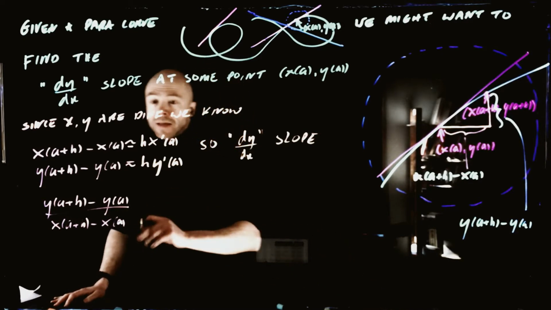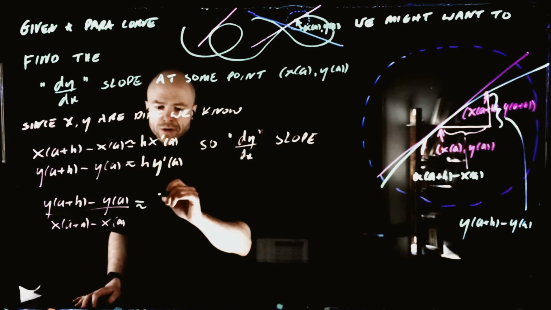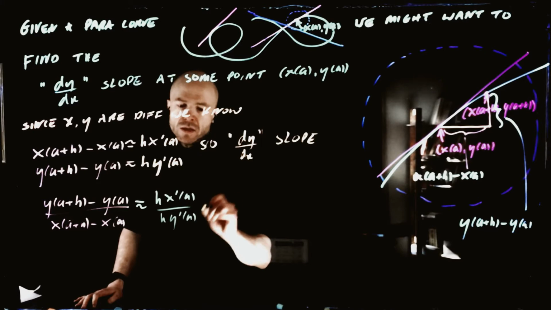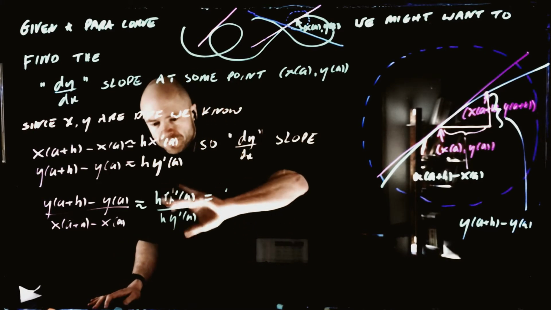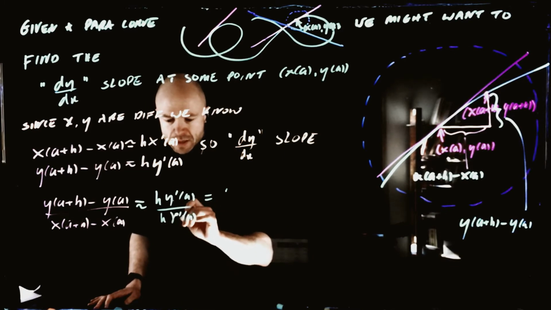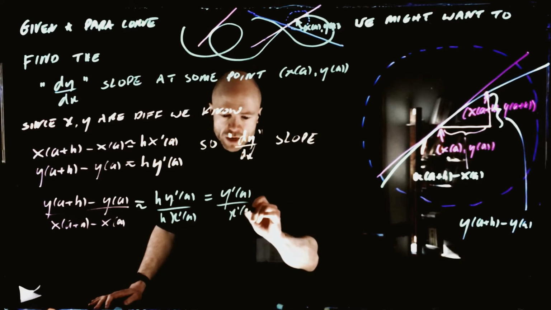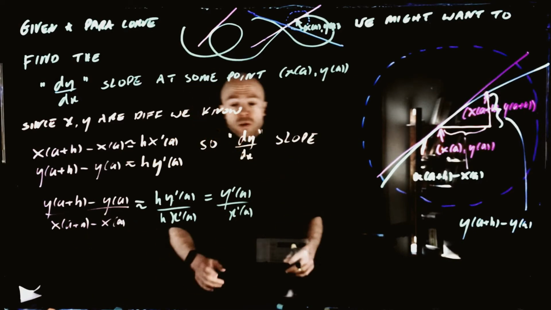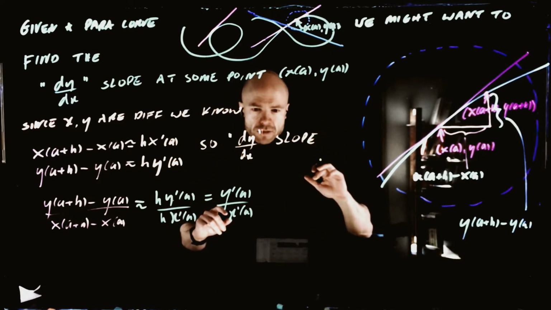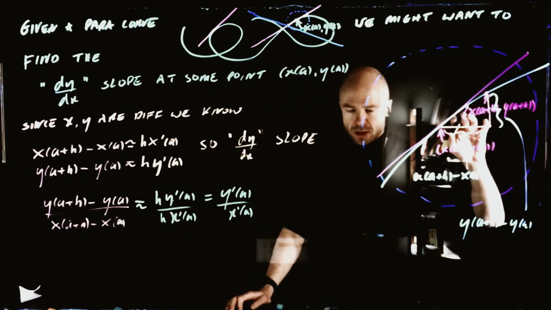Okay, cool. And then we use the fact that these things are basically like this with very small error. So this is approximately equal to h y prime of a over h x prime of a, which is just y prime of a over x prime of a. And that gives us the slope. So we can just calculate y prime of a and x prime of a, and we have the dy by dx slope. And it's just from this picture. Nothing mysterious, nothing weird. Yeah?